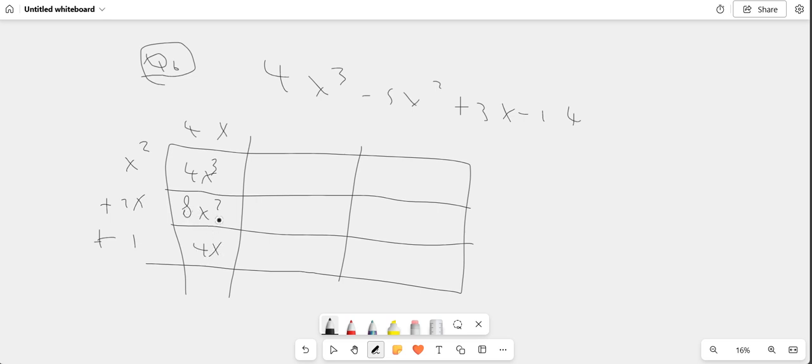How do you get from 8x squared to minus 5x squared? You obviously have to take away 13x squared, so minus 13x squared. 8 minus 13 is minus 5. So how many x squareds go into minus 13x squared? Obviously minus 13. Minus 13 times 2x is minus 26x, and then minus 13 times minus 1 is plus 13.